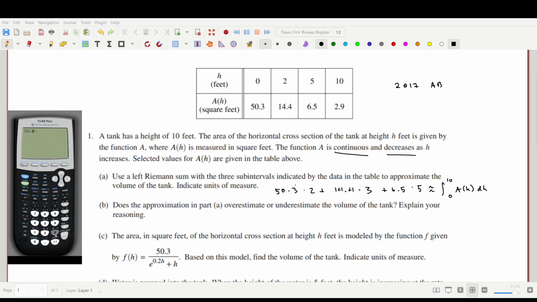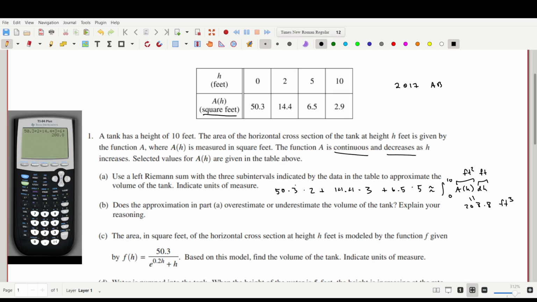Let's see. 50.3 times 2 plus 14.4 times 3 plus 6.5 times 10. 208.8. What's the units of measurement? Well, A is in square feet and h is in feet, so it's going to be feet cubed. Right, this is feet squared, and this is feet.